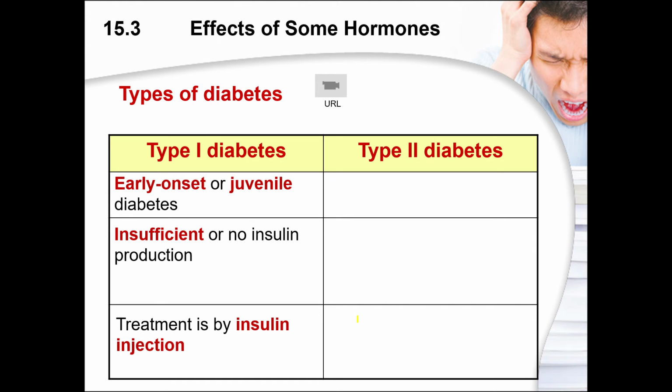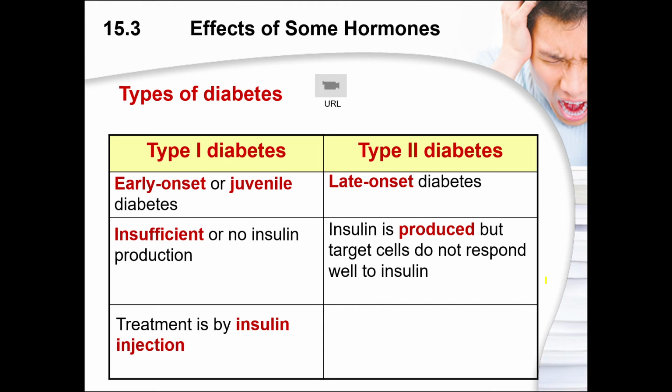Now, type 2 diabetes is slightly different. Type 2 diabetes is a late onset diabetes. It's something that the older generation faces. So like I said, my grandmother has diabetes, and it's type 2. Type 2 diabetes takes place because of obesity most of the time.